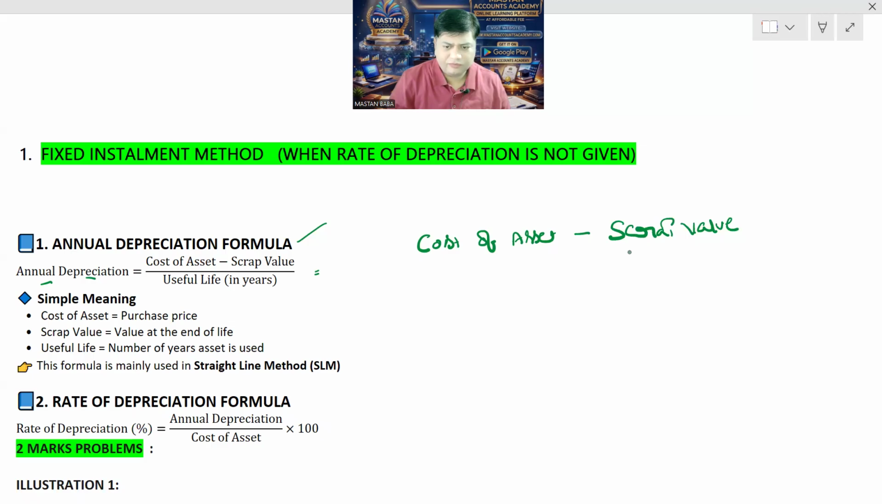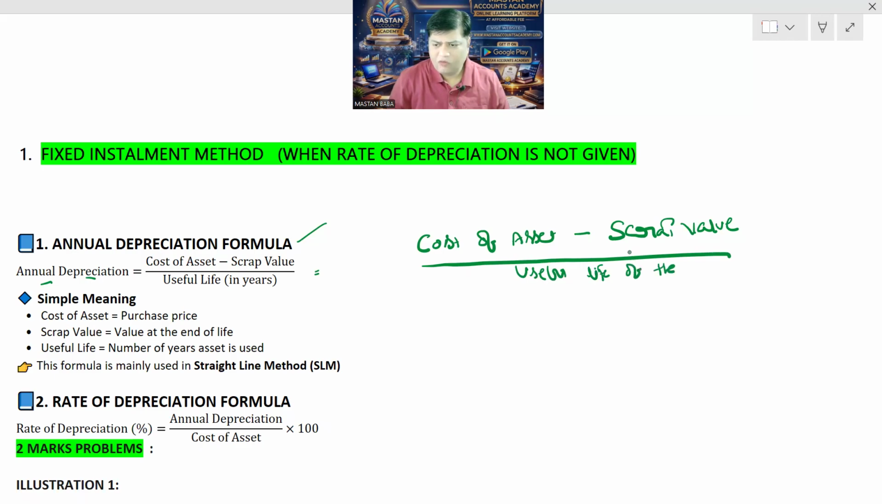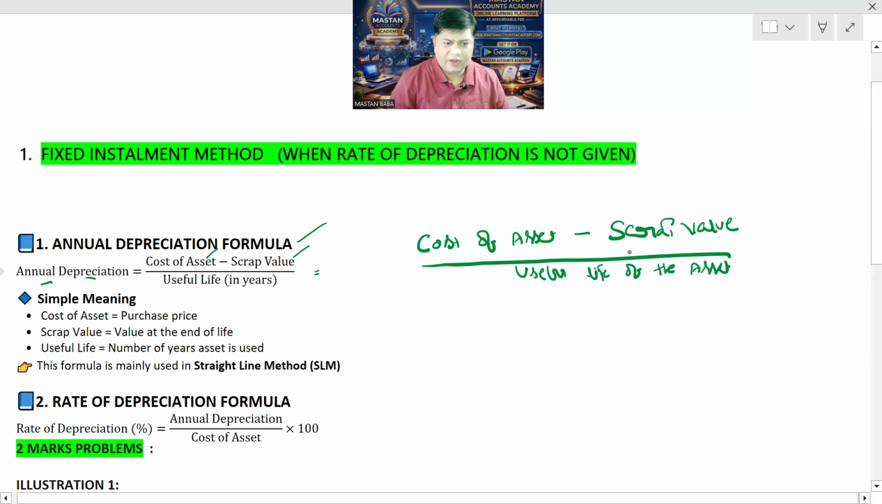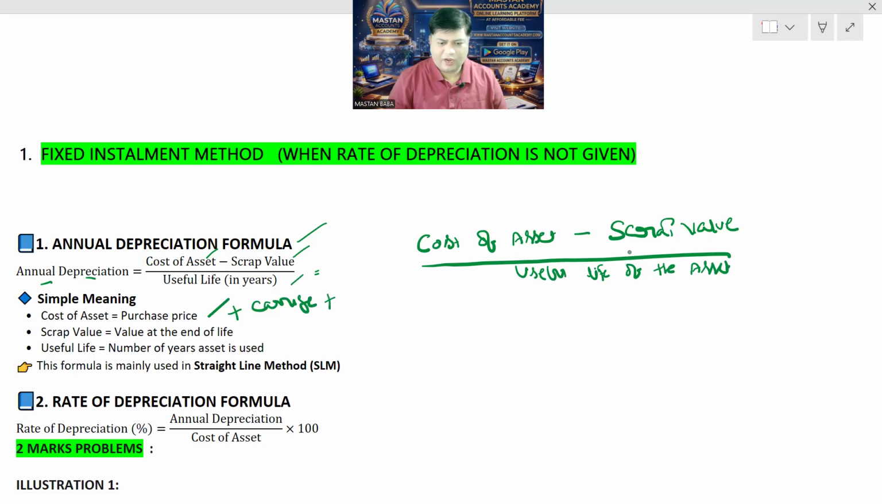And here useful life, that is lifetime of the asset. So useful life of the asset. So very simple formula. What is the formula that already clearly here mentioned? Cost of asset minus scrap value by lifetime of the asset or useful life of the asset. So here cost of asset means purchase price. It includes all carriage, it includes freight, it includes installation expenses also, the students. So cost means this all to be included.